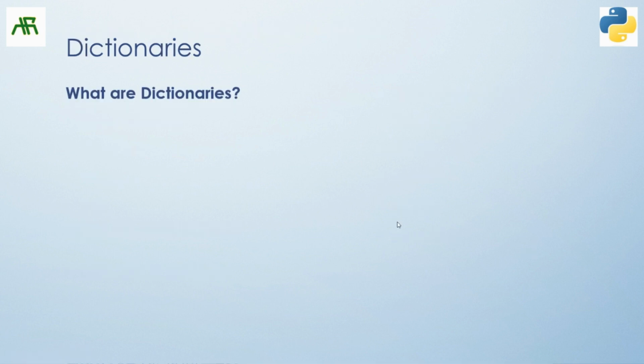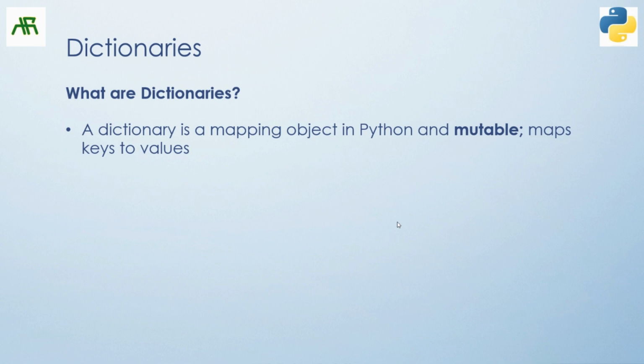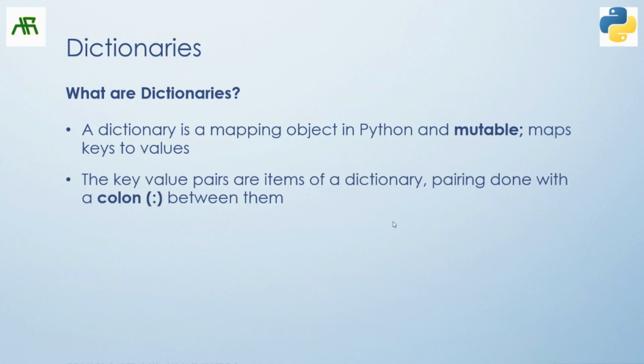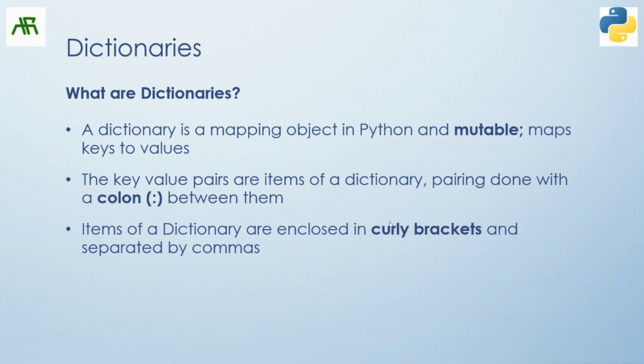What are dictionaries? A dictionary is a mapping object in Python that is also mutable. This dictionary maps keys to values. The key value pairs are items of a dictionary. Pairing is done with a colon between the key and value. Items of a dictionary are enclosed in curly brackets and the items are separated by commas.